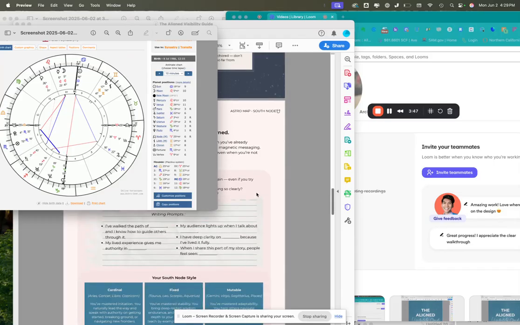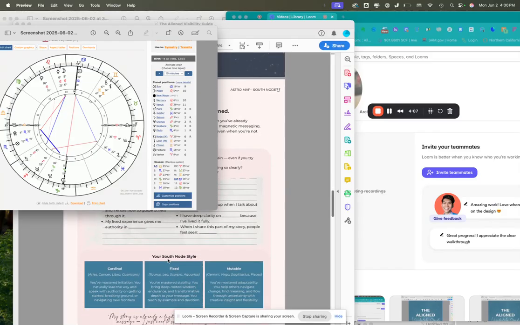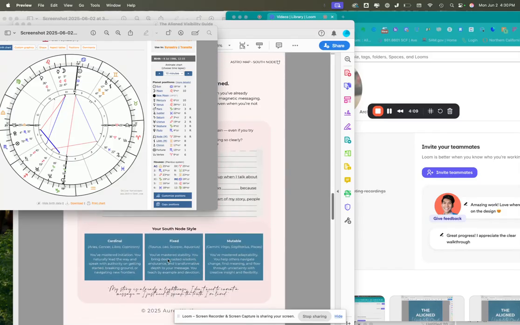Okay. So when you scroll down to this, it tells you here, you look for, okay, Libra is a cardinal sign. So here we go. He's mastered initiation, naturally able to speak with authority on getting started. His is all about starting things up, right? So I walk through exactly what that means, and then you get some prompts. So again, you're going to find yours on your chart, and you're going to fill in whatever that information is for you.